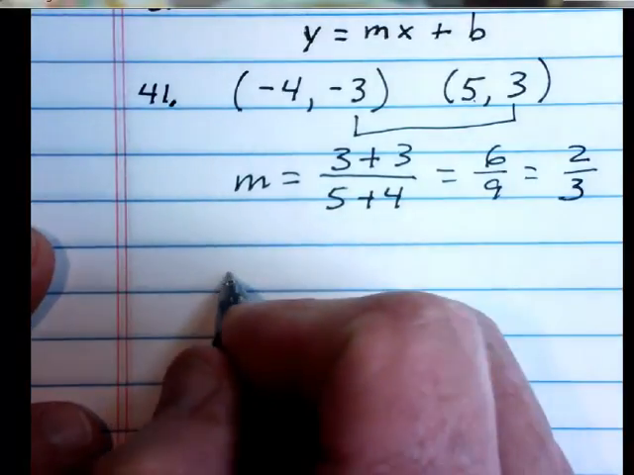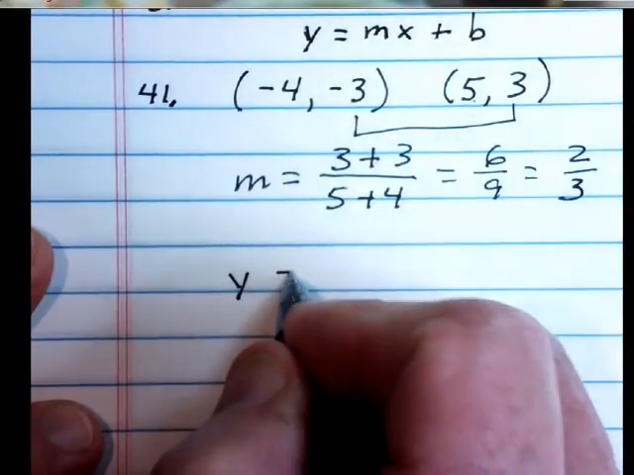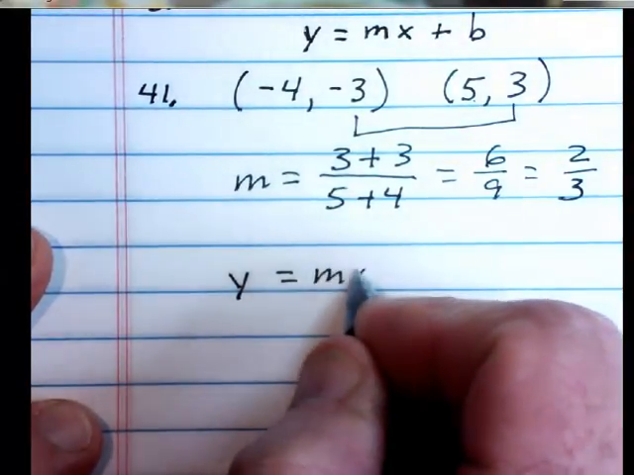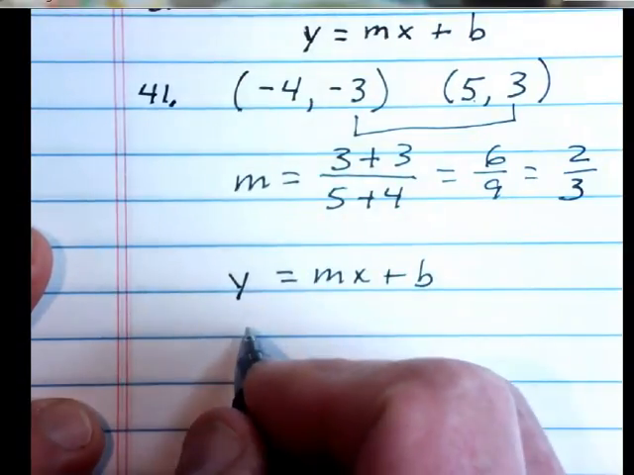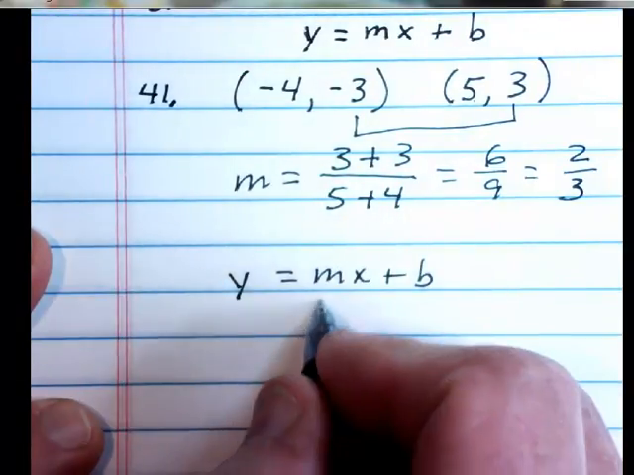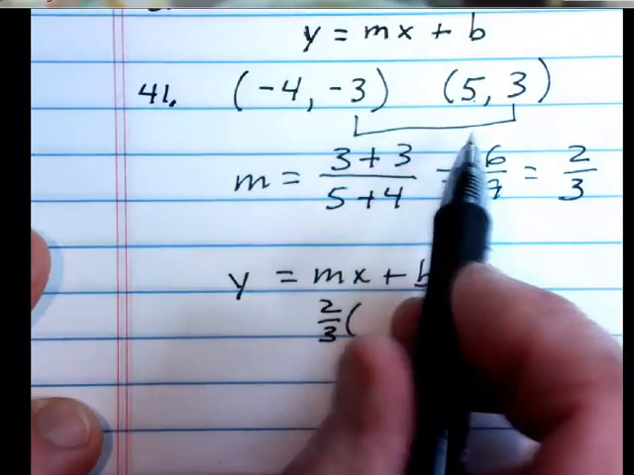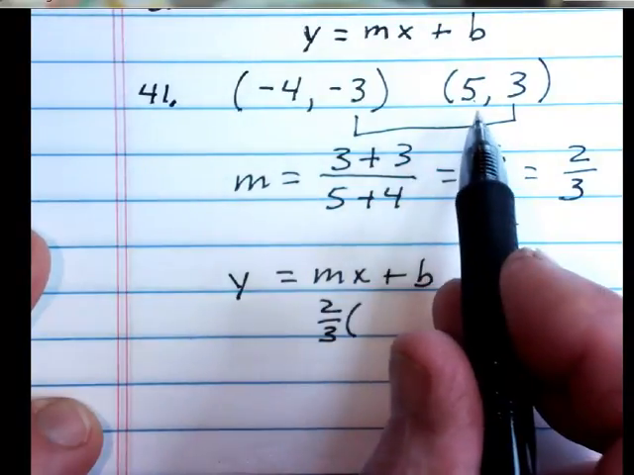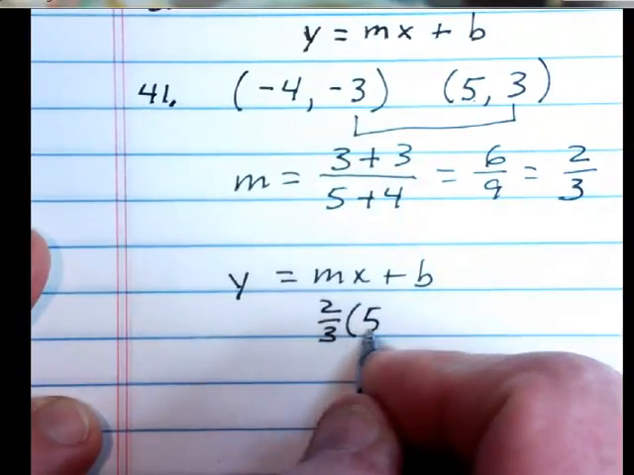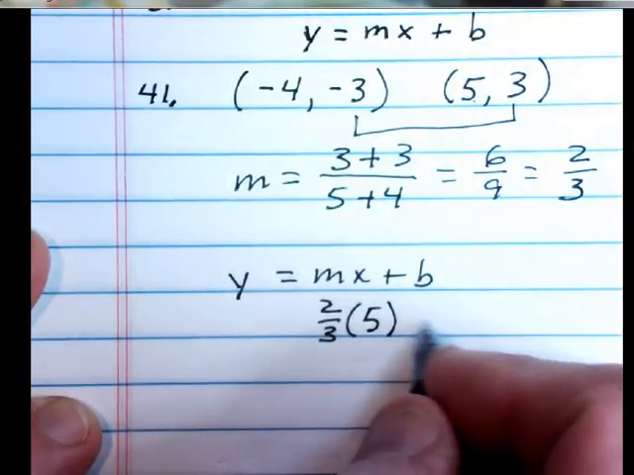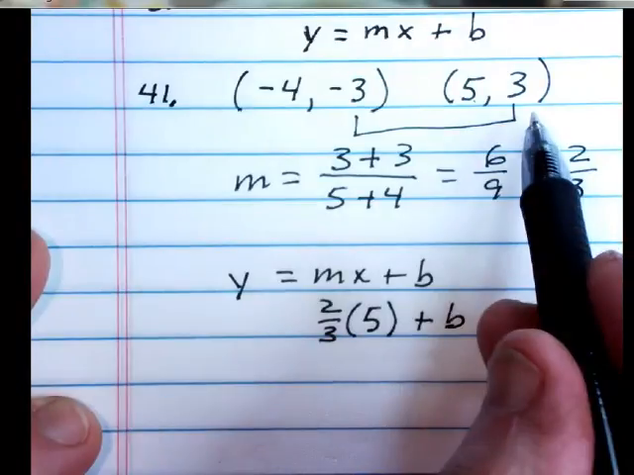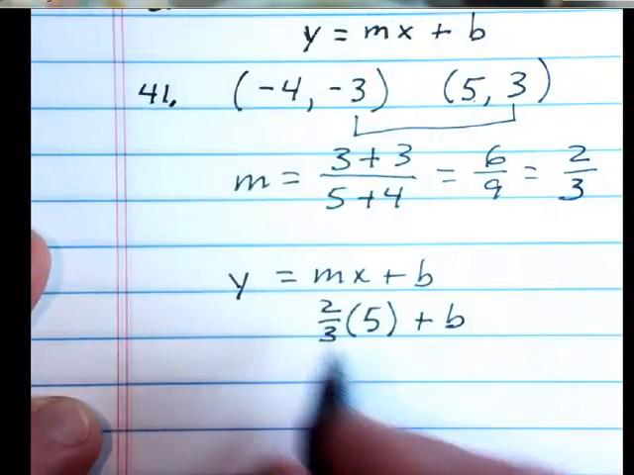Well, that just requires a little bit more work. We'll still use y equals mx plus b. We will substitute 2/3 in for the m. For the x, we're going to substitute one of these x values. I don't like to deal with negatives, so I'll choose the positive. That's for the x. And then we have the plus b. We will use 3 for the y value.